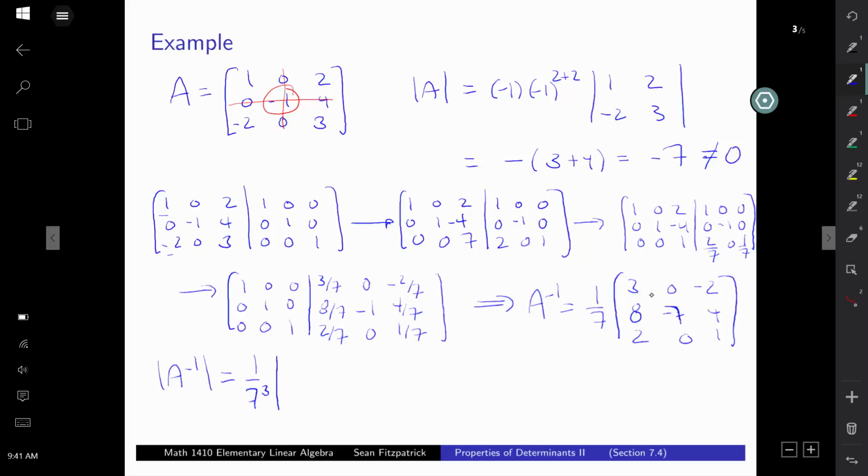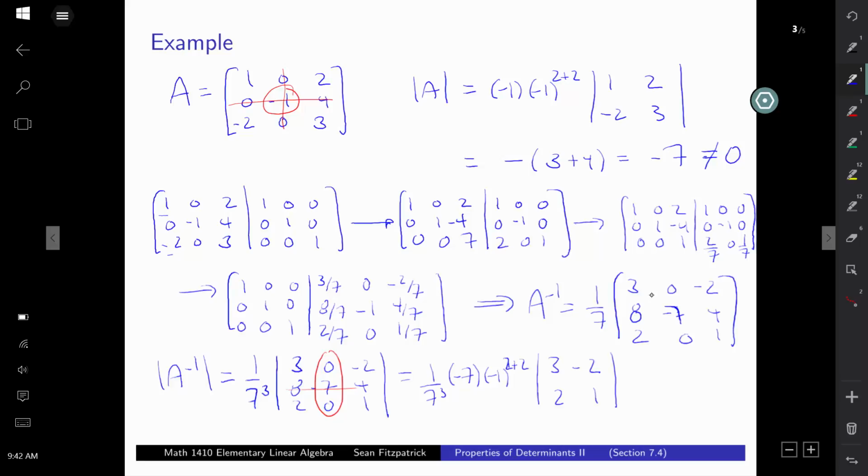So it's 1 over 7 cubed times the determinant of 3, 0, minus 2, 8, minus 7, 4, 2, 0, 1. And again, I'm going to expand along that second column there, so I delete the second row, second column, and I'm going to get, well, 1 over 7 cubed times minus 7 minus 1 to the 2 plus 2, and the remaining determinant I get 3 minus 2, 2, 1.